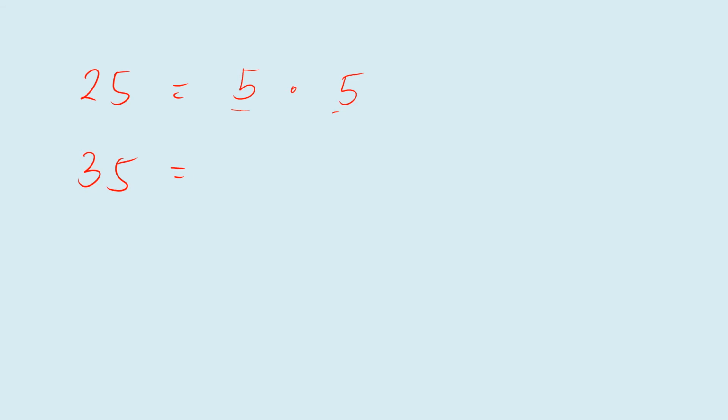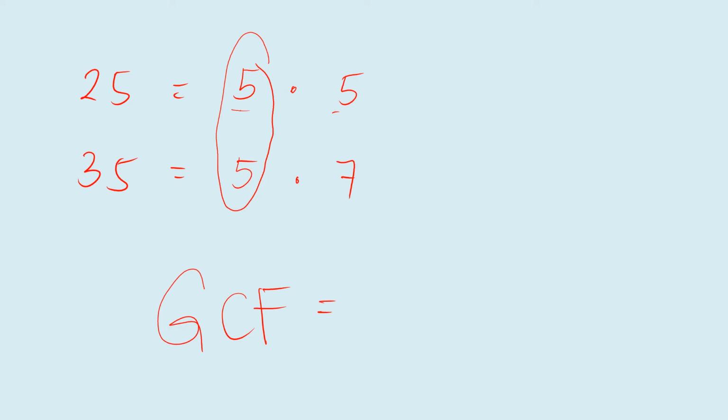How about si 35? Okay. So, that will be 5 times 7. Because 35, since it ends with 5, obviously, it is divisible by 5, where 5 is a prime number. So, the factors are 5 and 7. Makikita nyo, they have common factor. Ano yung common nila? Meron silang isang pares na pareho, which is 5. Okay? So, therefore, the greatest common factor is 5. Yan ang greatest common factor nila.